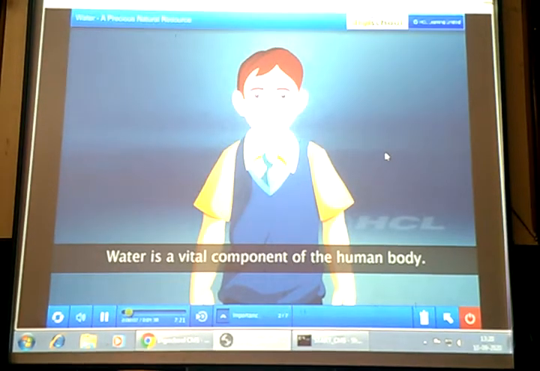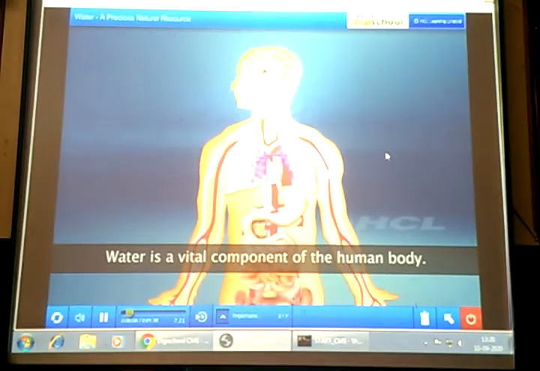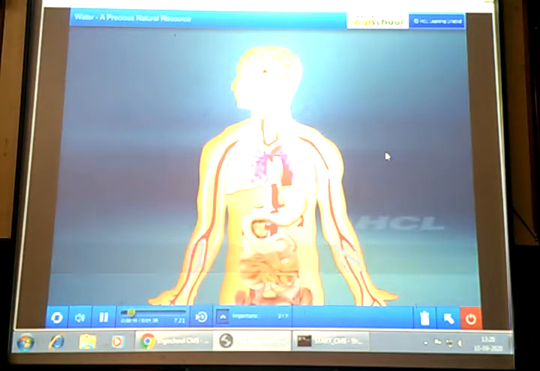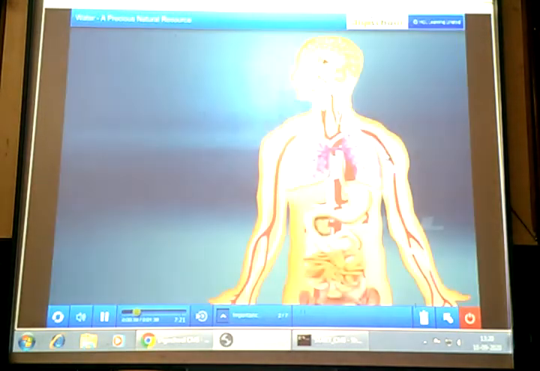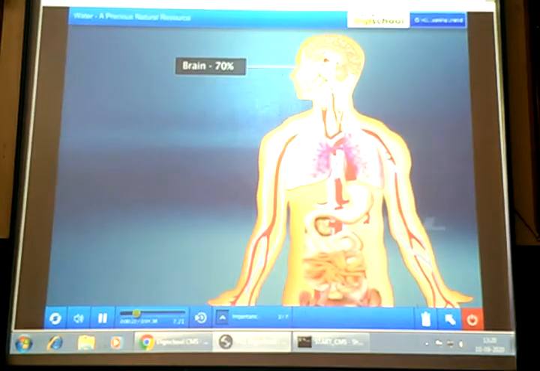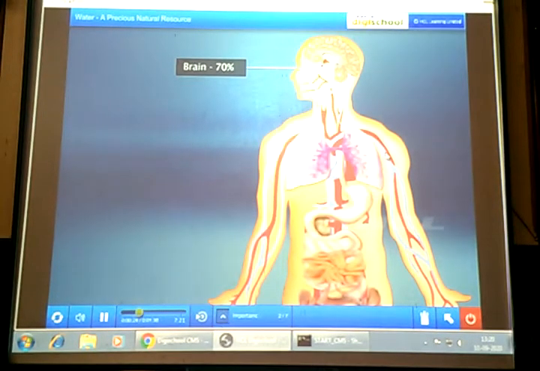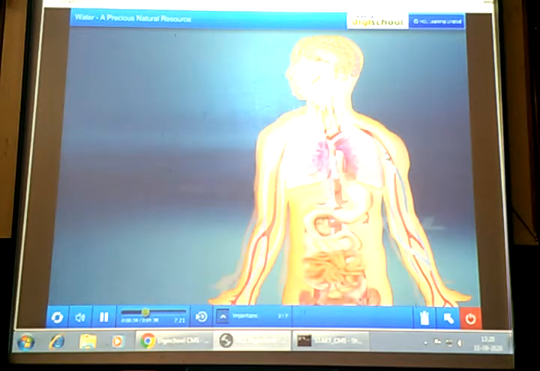Water is a vital component of the human body. Almost 70% of our body weight is due to the water present in our tissues. Almost 70% of our brain is composed of water. The lungs are nearly 90% water, and more than 80% of our blood is water.